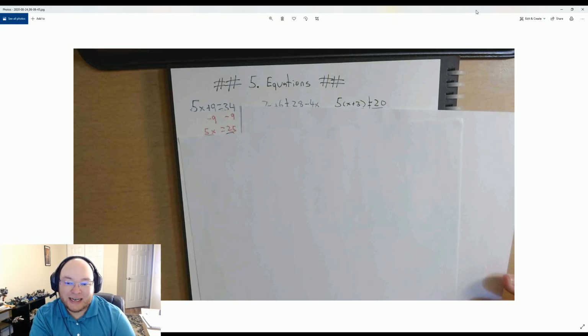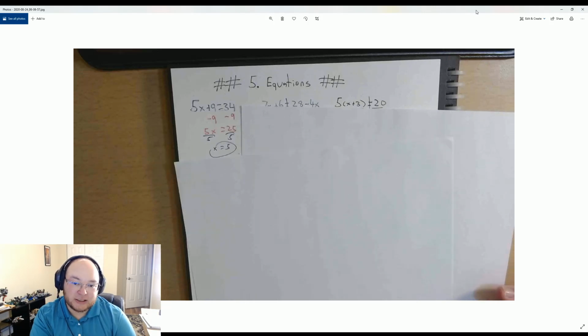5x is 5 times x, so the opposite of multiplying by 5 is dividing by 5. What you do on one side of the equal sign, you always do on the other. You get x equals 5.